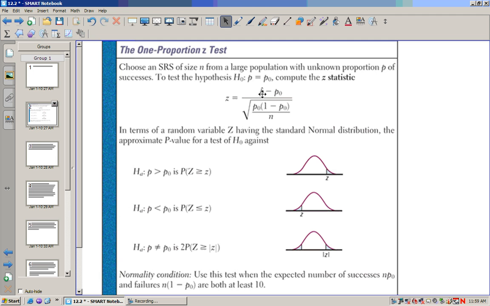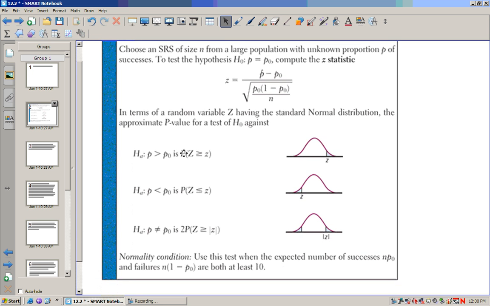We take our p hat minus our null p. Now we divide that all by the square root of the null p times 1 minus the null p, over n. Now, this bottom part is similar to what we did with the means. If p is greater than our null p, then we're just going to look on the right-hand side. If p is less than the null p, we look on the left-hand side, and if it's not equal to, we'll look on both sides.